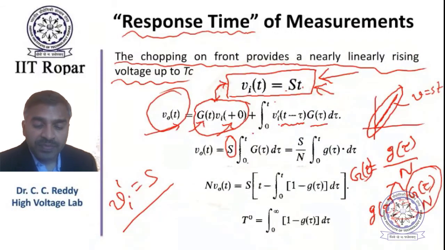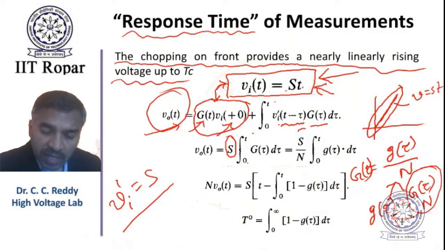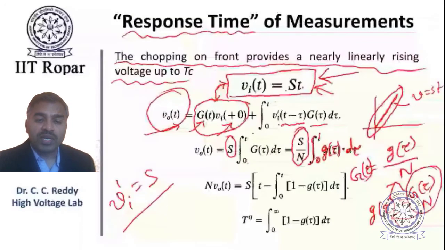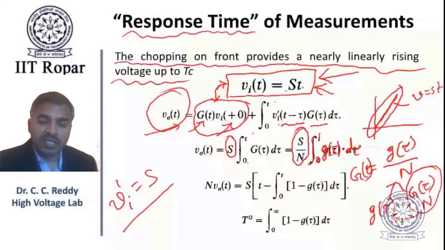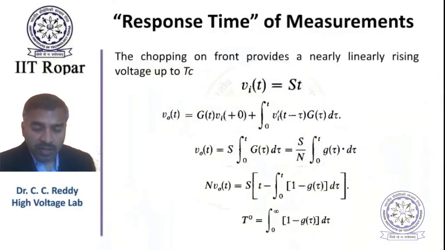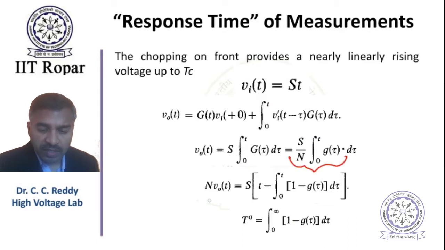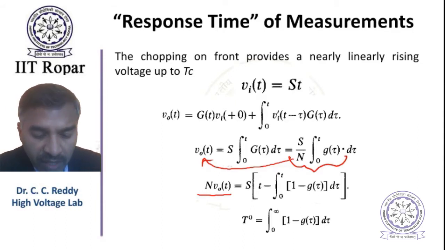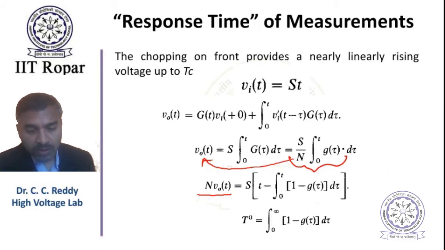It's normalization. So therefore, s by n will come out, and the integral 0 to t of g of tau d tau will remain in the integral. Now, a little bit of simplification is done here. You can see here, this can be written like this. Now I have taken n outside. So n into v naught t means simply multiplying the output by n, the divider ratio. So it should then follow the input, right?